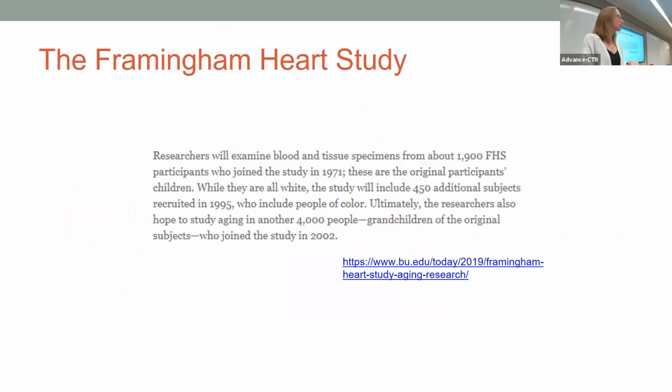One little snippet from this study, from the article that I just posted, says researchers will examine blood and tissue specimens from about 1,900 participants who joined the study in 1971. These are the original participants' children. While they are all white, the study will include 450 additional subjects recruited in 1995 who include people of color. So I just wanted to point out that even today, in this article about this 71-year-old study, they're still attempting to mitigate bias and make the results more generalizable.